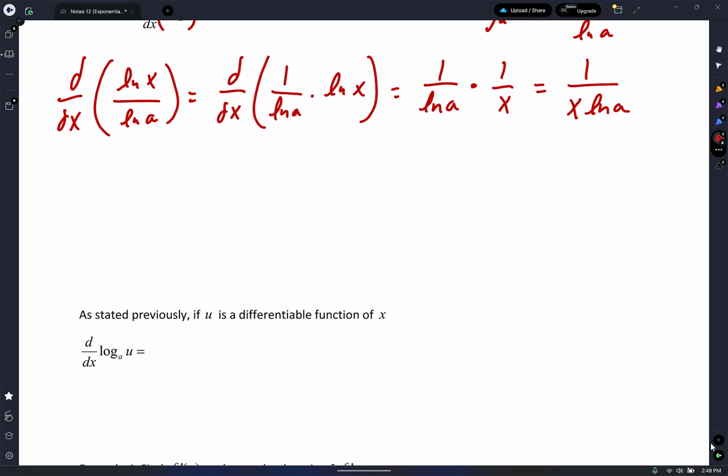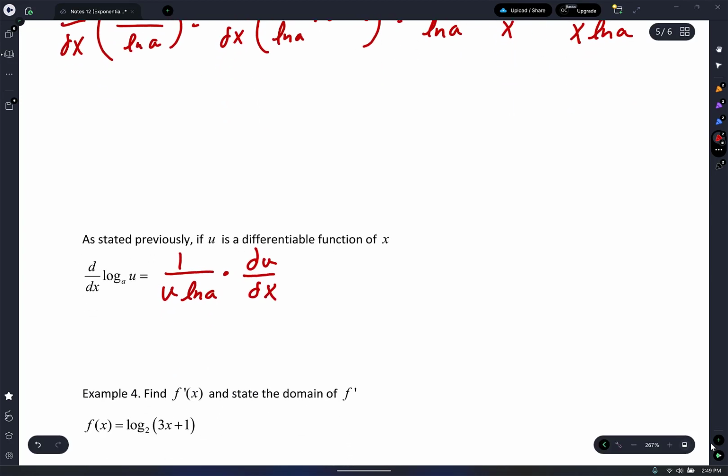So what's the derivative now? If u is differentiable with respect to x, it's 1 over u ln of a, and on the side, times, what do I put? Chain rule. The derivative of u, so I'm just going to write du dx. That is not in the denominator, that's a product. 1 over u ln of a, times du dx. Are we cool?